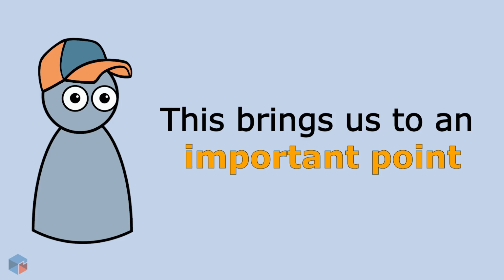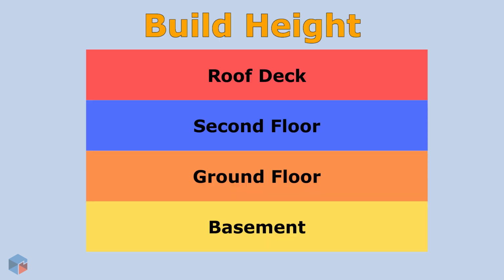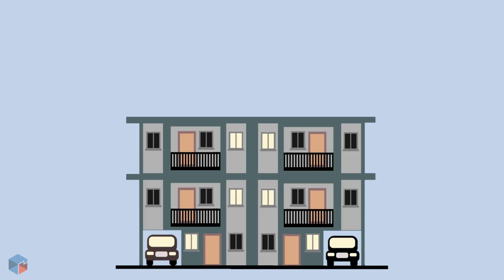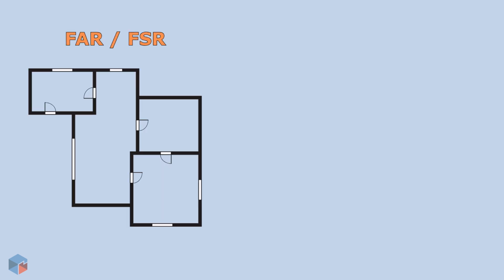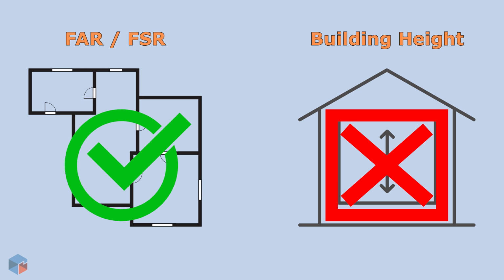This brings us to an important point. FAR doesn't tell you how many stories you can build. Now that's where building height restrictions come into play. You might be allowed a certain amount of floor area, but the height limit could force you to fit that into fewer stories. So even if the numbers work on paper, the height rule could limit your design options.